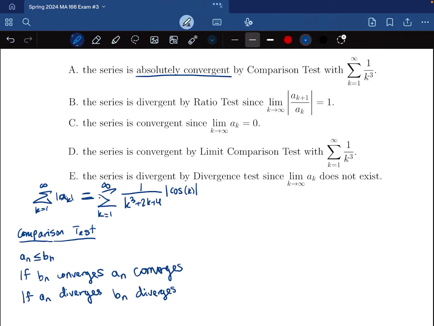And I forgot one important caveat. For a comparison test, AN and BN have to be greater than 0. This is important. That's why it's really important that we have the absolute value of cosine k here, because otherwise we wouldn't be able to do the comparison test. Now I can formally use the comparison test.